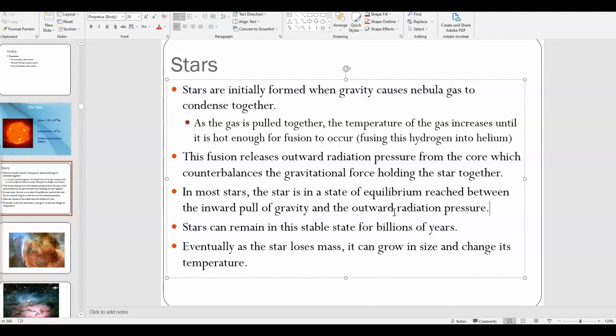And we'll talk more about that later. That has to do with stellar evolution. Okay, but over time, the star is losing mass because the mass of the hydrogen has been converted to nuclear energy, and so the star can eventually change.